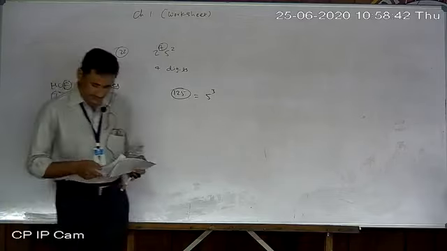Pi is an irrational number. Remember this. Pi is irrational. Why? Because actually we are taking its value as 22 by 7 or 3.14. That is not its exact value. Both are approximate values. So basically these are rational, but actually pi is an irrational number, non-terminating, non-recurring. So pi is an irrational number.